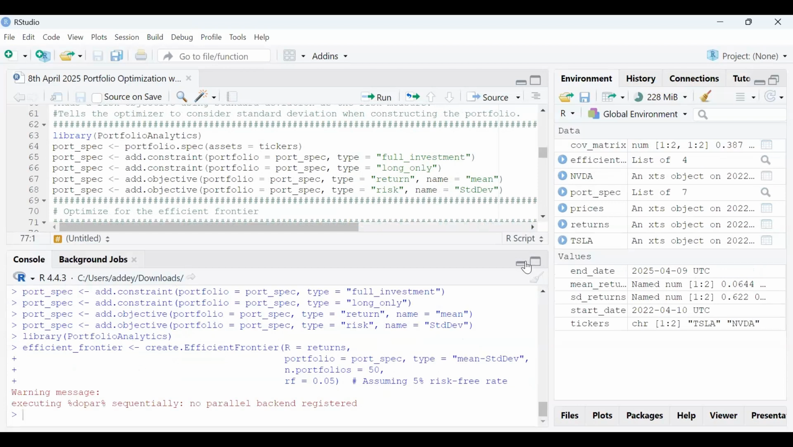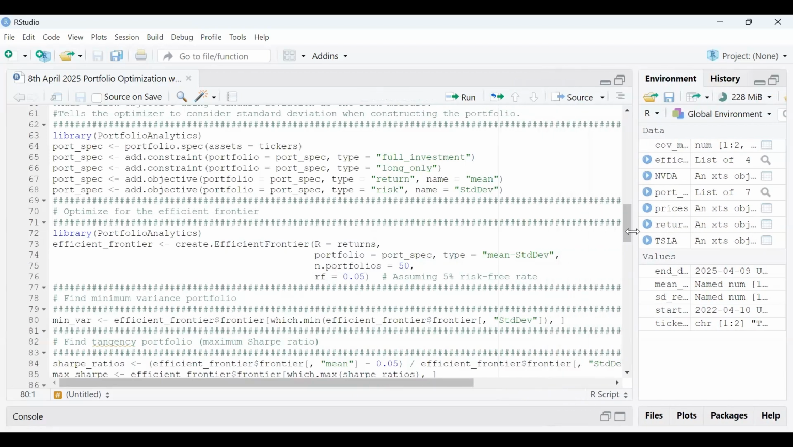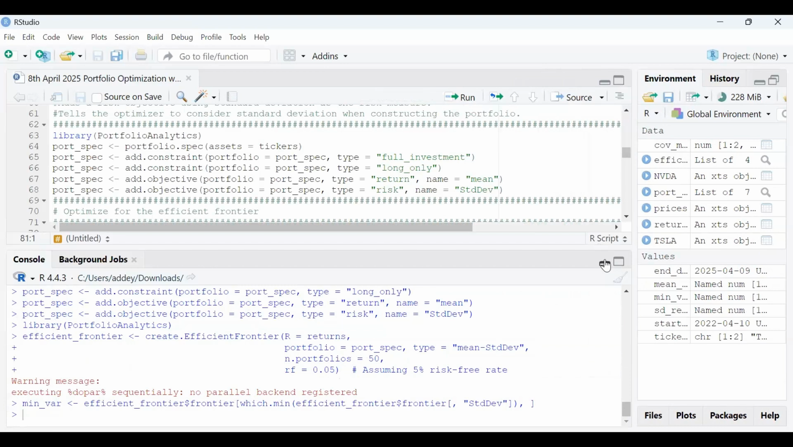So I have that done now. Then, now that I have the efficient frontier, I can go ahead and find the minimum variance portfolio. So by using line 80, I am able to create the minimum variance portfolio. So this line helps me to create the minimum variance portfolio. So that I run also here.